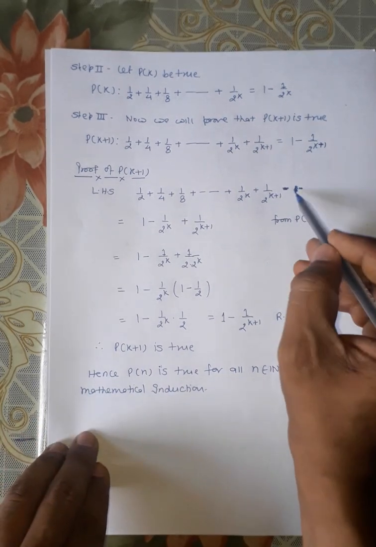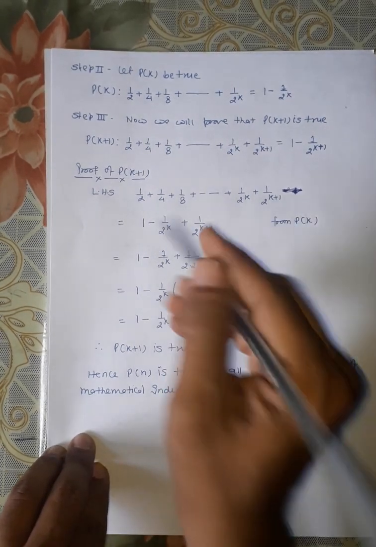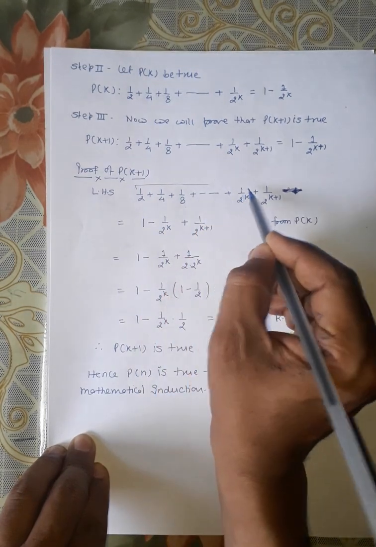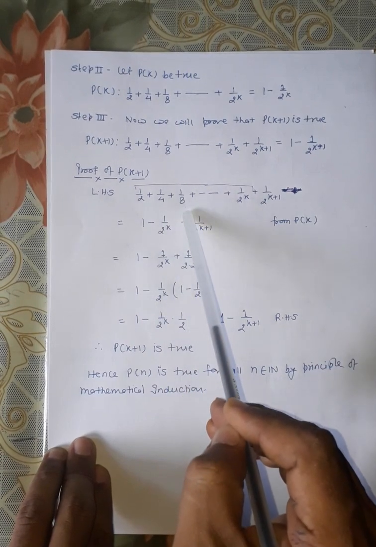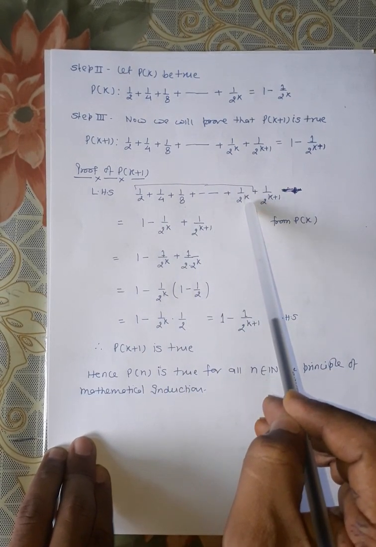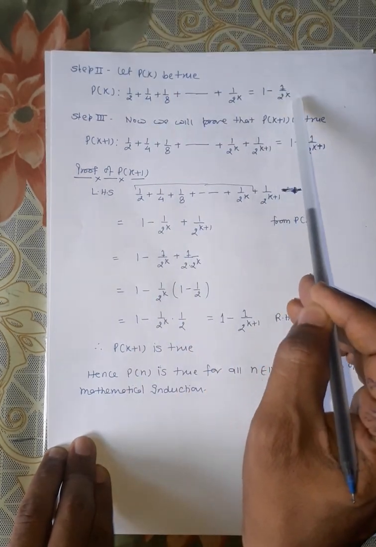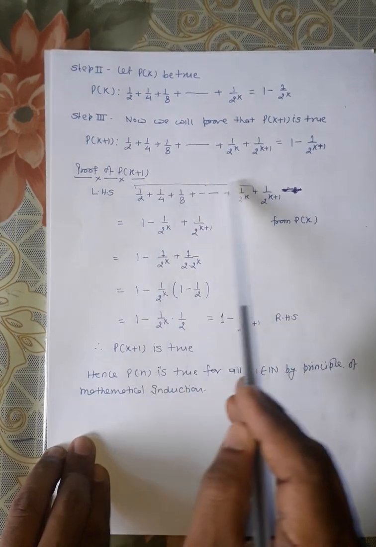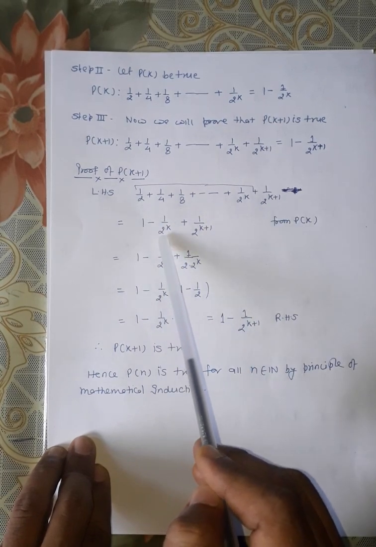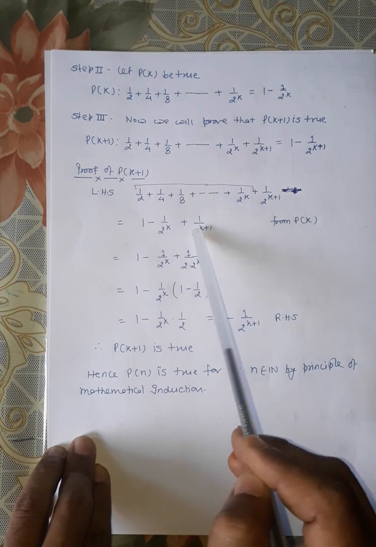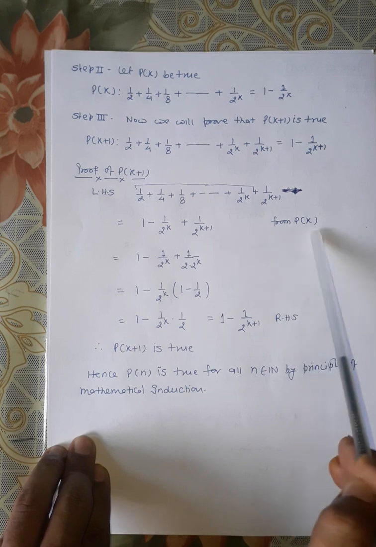After copying the left hand side, do not get confused, and after that you observe. Starting from the first term till before the last term, what is written is our Pk: 1 by 2, 1 by 4, 1 by 8 plus dash dash dash plus 1 upon 2 to the power k. This is the left hand side of Pk, which is equal to 1 minus 1 upon 2 to the power k. So in place of this you can write 1 minus 1 upon 2 to the power k, but the last term, plus 1 upon 2 to the power k plus 1, will occur as it is. I have written this using Pk.